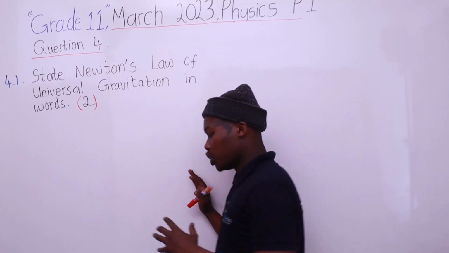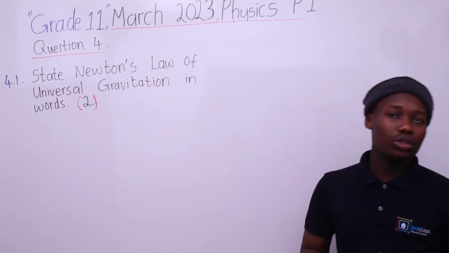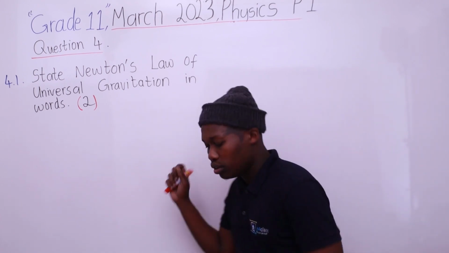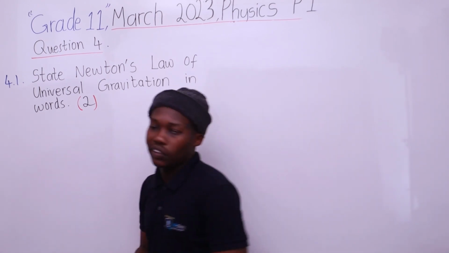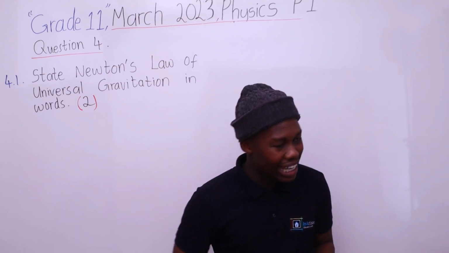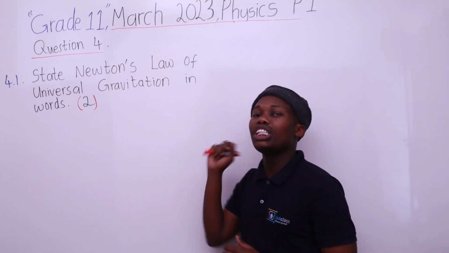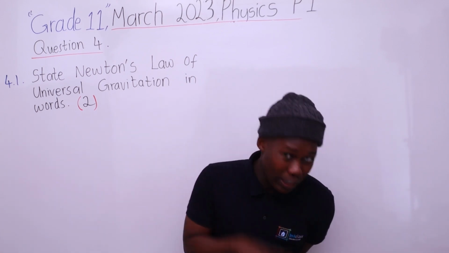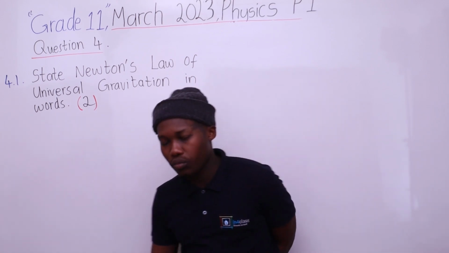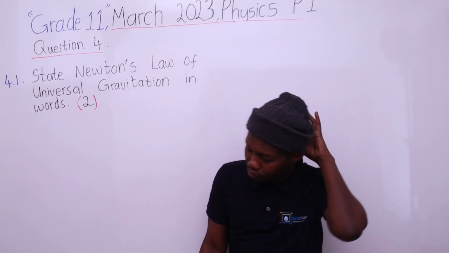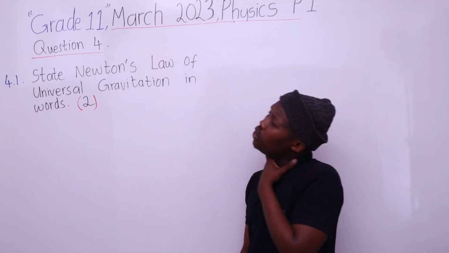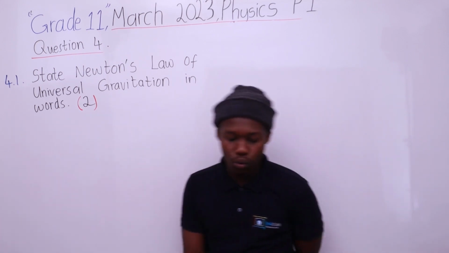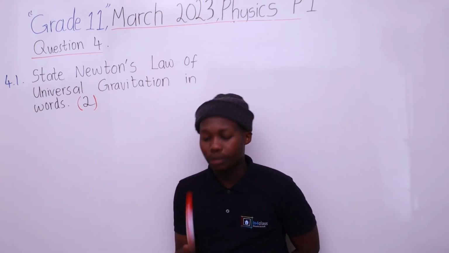Alright, question 4. It doesn't have any statement or diagram. State Newton's law of universal gravitation in words. Most likely, every time it asks for a definition of a certain law, you are going to apply the law.